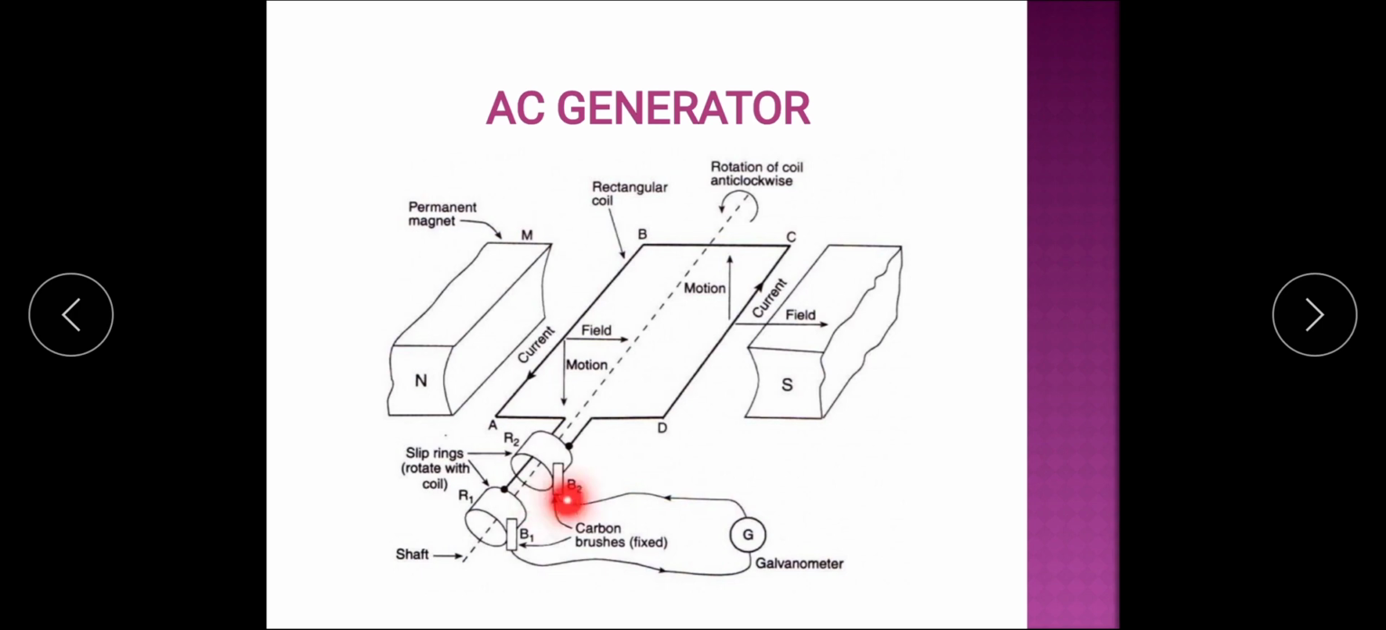From outside, these two slip rings or complete rings are pressed against two stationary carbon brushes, and these two stationary carbon brushes are connected to a galvanometer. We have learned that a galvanometer is a device which detects the presence of current. So when current is induced in the coil, the galvanometer will show deflection.